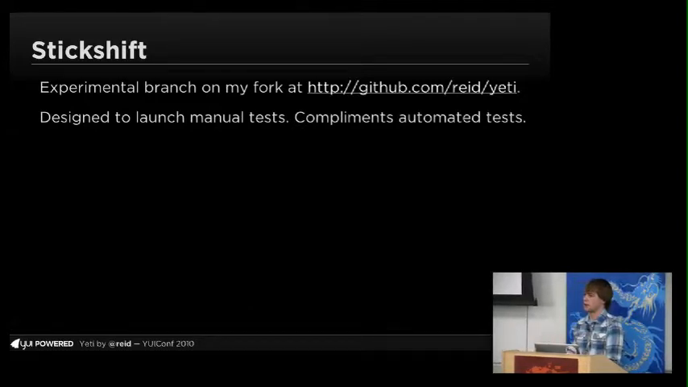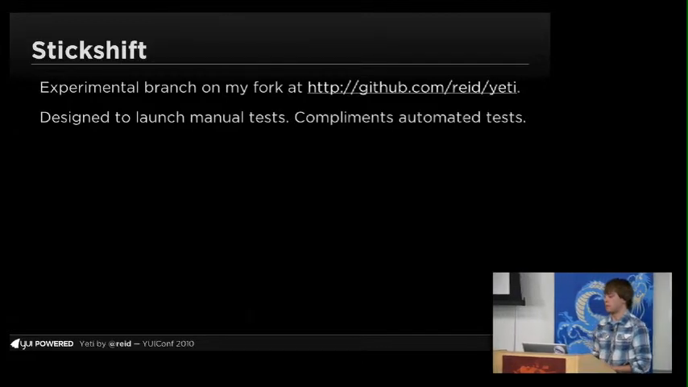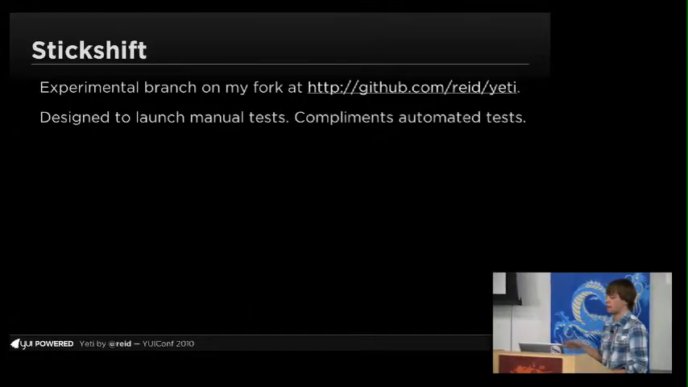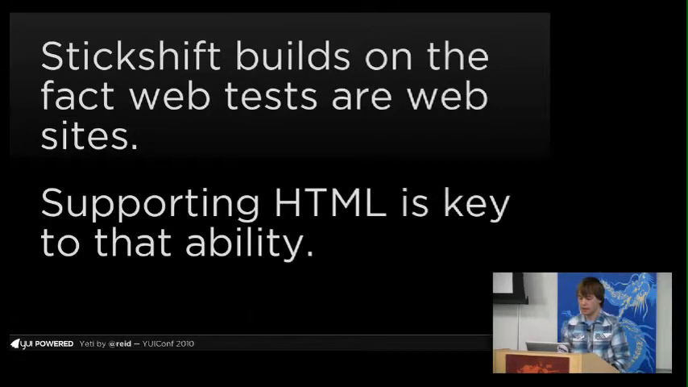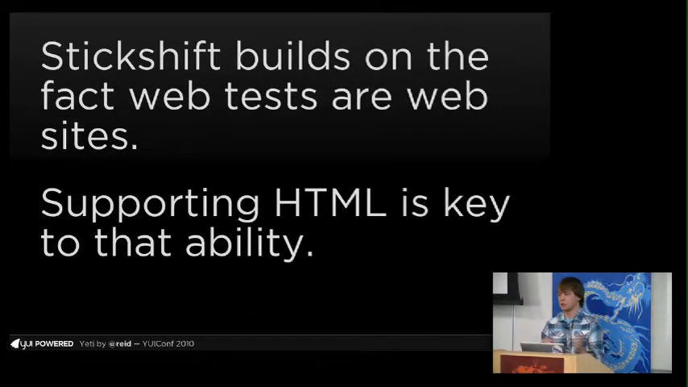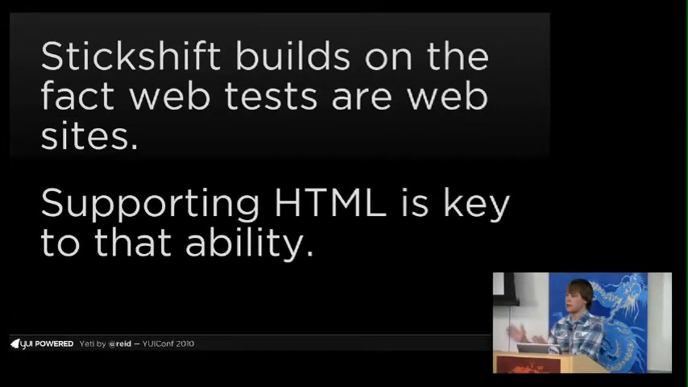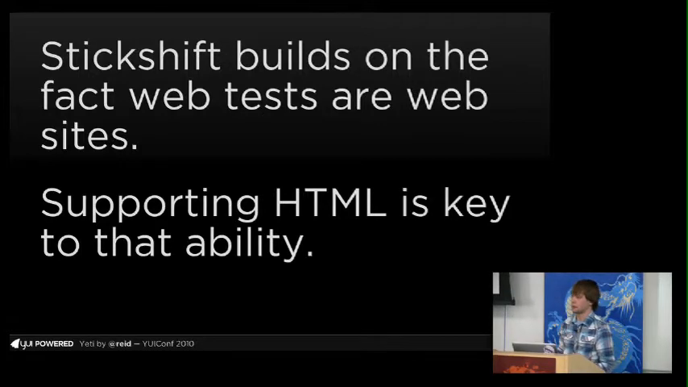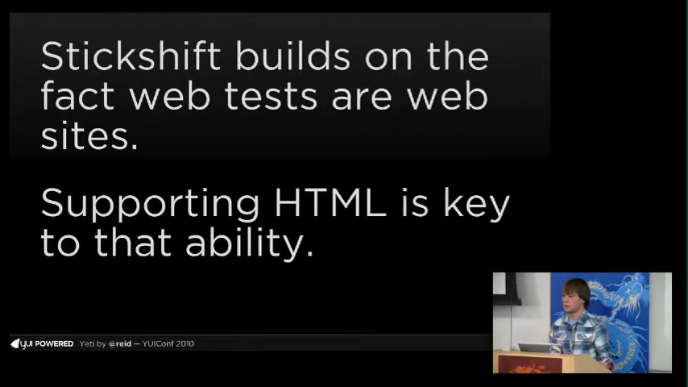If it doesn't find a YUI test, then it will give you an interface to either pass or fail the browser that shows up in the iframe that Yeti opens. So it builds on the fact that web tests are actually websites. Just because you don't have an automated test on a website doesn't mean that Yeti shouldn't be able to cover it. And supporting HTML is key to that, because if we didn't work with web testing, then you're actually just making a specialized JavaScript testing framework that works on a website, but that's not the same as testing web applications.